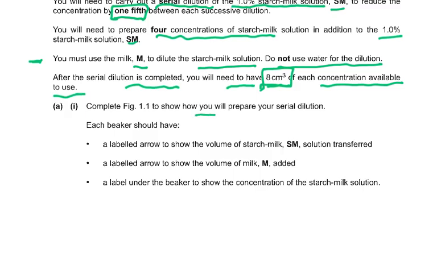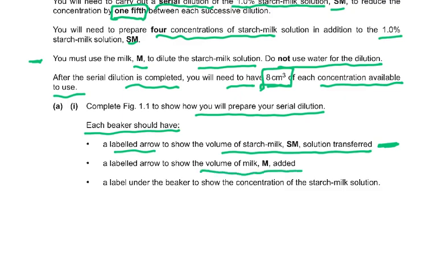Now look at this very carefully. Complete figure 1.1 to show how you will prepare your serial dilution. Each beaker should have a labeled arrow to show the volume of starch milk solution transferred. How much are you going to transfer? Because in serial dilution, we transfer from one to the next. A labeled arrow to show the volume of M added. Like in previous questions, we added distilled water, but here, no, we are not going to add distilled water. We're going to add M, which is the milk.